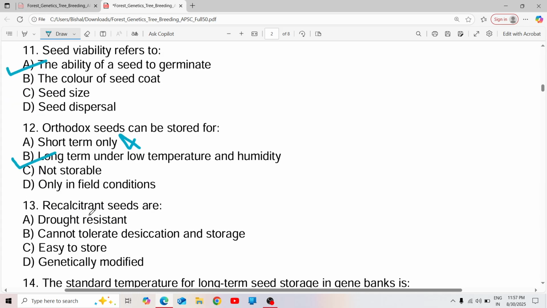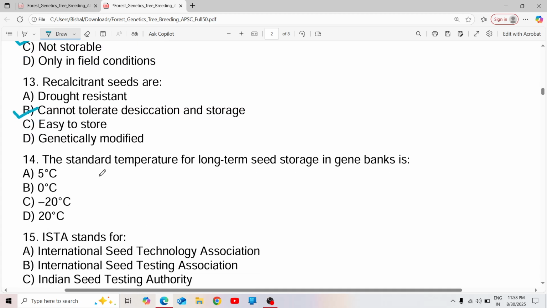Question number 13. Recalcitrant seeds are: option A, drought resistant, cannot tolerate desiccation in storage, easy to store, and genetically modified. So recalcitrant seeds cannot tolerate desiccation in storage. So B is the correct answer.